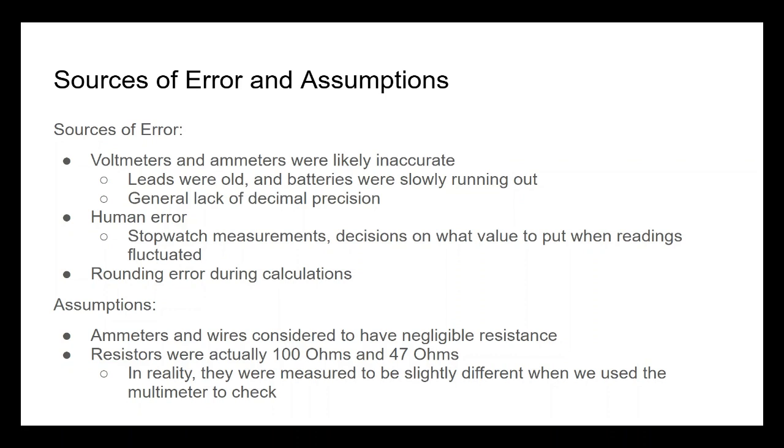And we also assumed that ammeters and wires had almost negligible resistance, which is not necessarily true, and that the resistors were actually 147 ohms, which we saw before that they weren't exactly that, and this was true when we measured them as well.